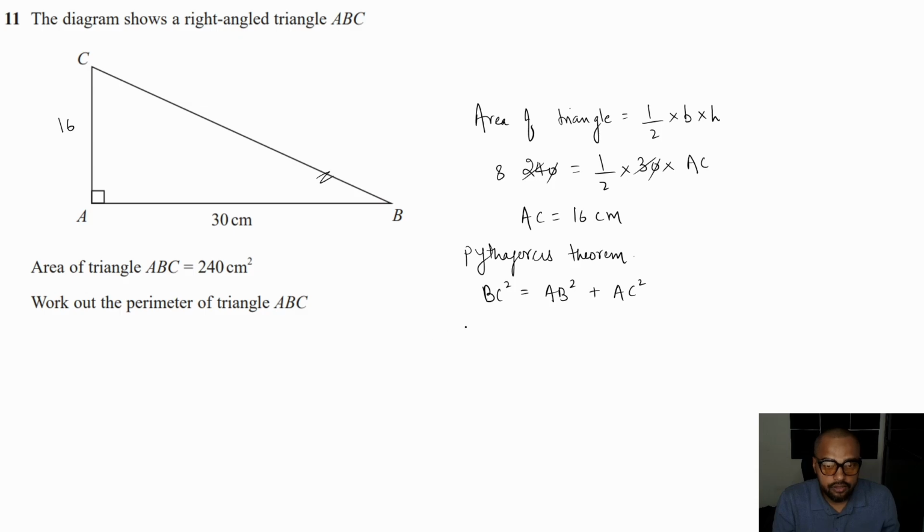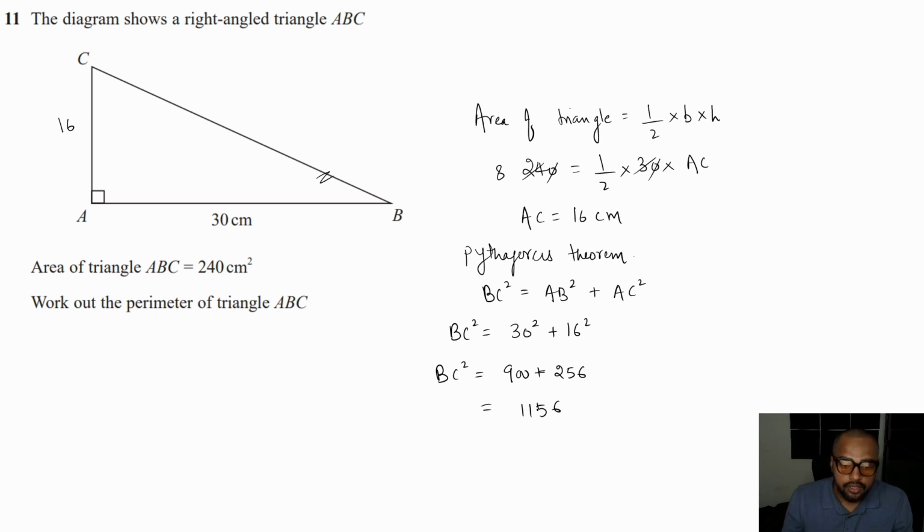BC square we are not aware of, so BC square we need to calculate. AB square will be 30 whole square plus AC square will be 16 whole square. So we are getting BC square equals 900 plus 256. Okay, so it will be equal to 1156. So that will be equal to BC square. On calculating the square root of 1156, we are getting BC equals 34. So BC will be equal to 34 centimeter.